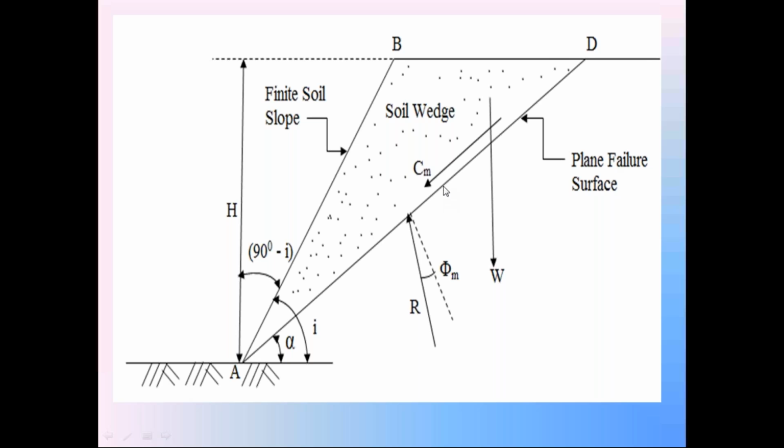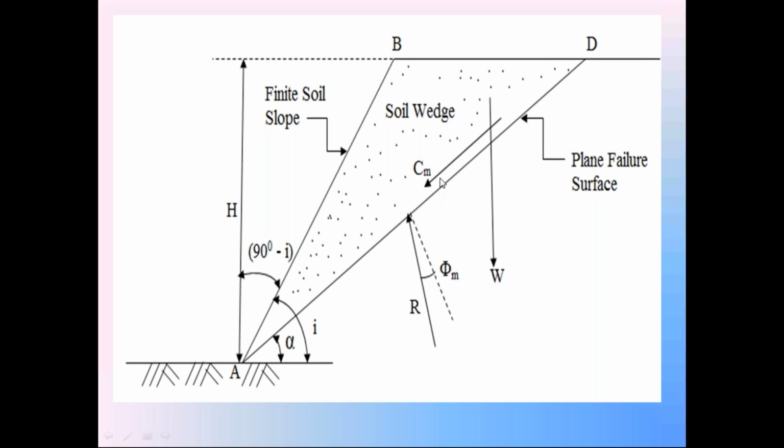This is of unknown magnitude. We know only the direction. The direction is parallel to surface AD. Since surface AD makes the angle alpha with the horizontal, this Cm also makes the angle alpha with the horizontal. This is the second force in the diagram. The first force is the gravitational force W. The second force is the mobilized cohesion force Cm.